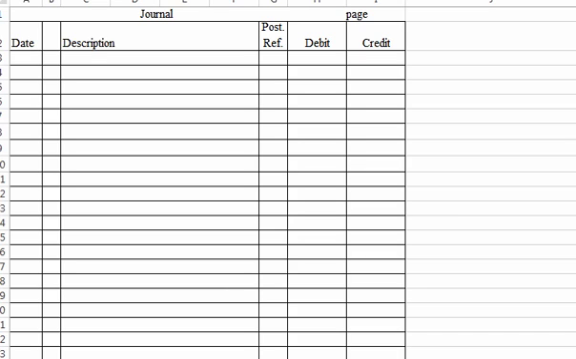Okay, you guys, we're now going to take a look at problem 11-3A on page 534. We'll go through some journal entries for a corporation dealing with their equity accounts. Let's read through it first.